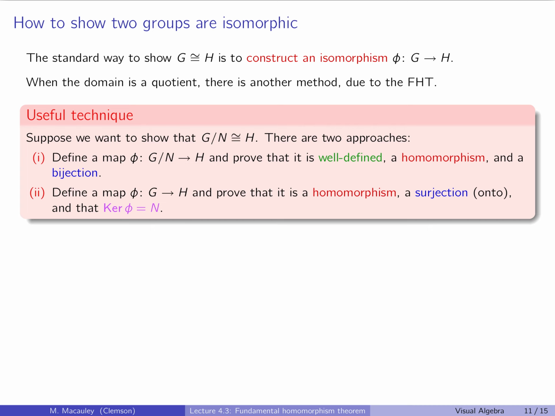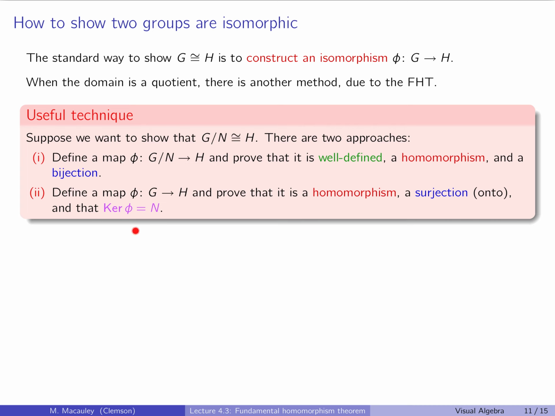First, we can define a map between the two groups and prove that it is well defined, because the domain is a set of cosets, a homomorphism, and a bijection, one-to-one and onto, just like what we did for the fundamental homomorphism theorem. But now that we have that theorem in our arsenal, we can just apply it and define a map from G to H, prove that it's a homomorphism, a surjection, that is onto, and that the kernel is equal to N.